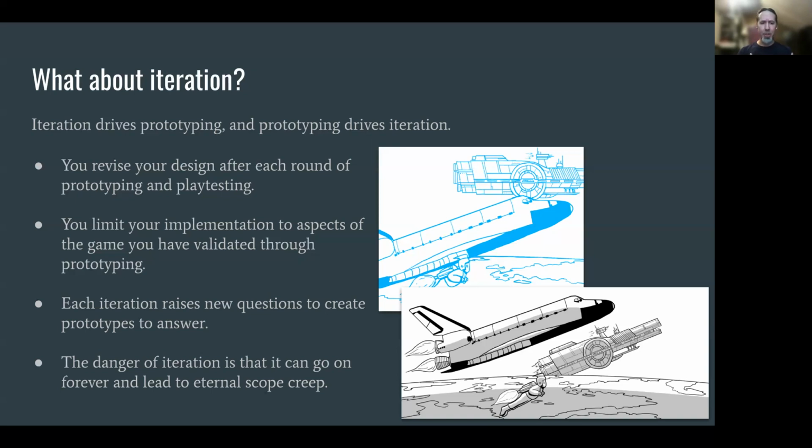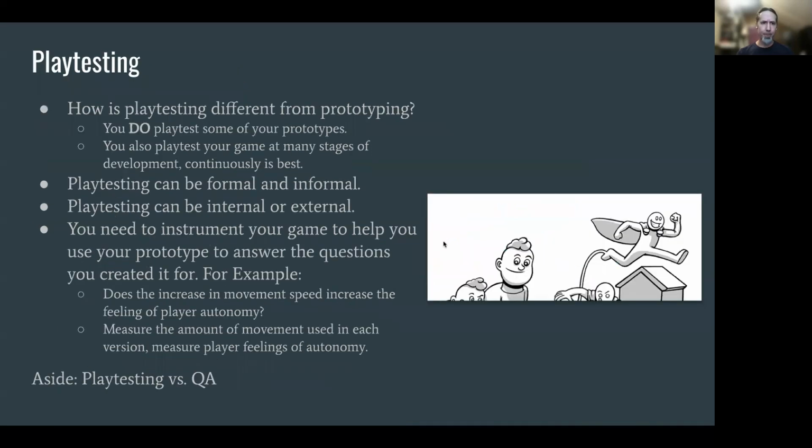The danger of iteration is that it can go on forever and ever, just leading to more and more features and scope creep to your game. And so you need to be doing the playtesting and building prototypes to determine whether or not features should be added, and to keep your scope defined as you go forward. With each iteration, you add to the concept of your game. You need to not let it get away from you. Prototyping and validating concepts is a good way to do that.